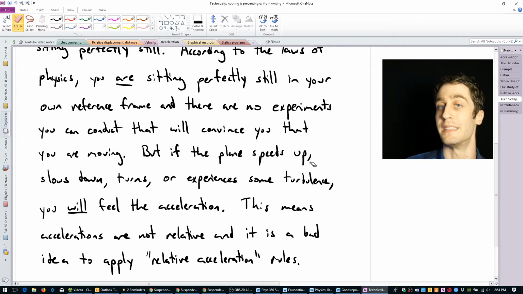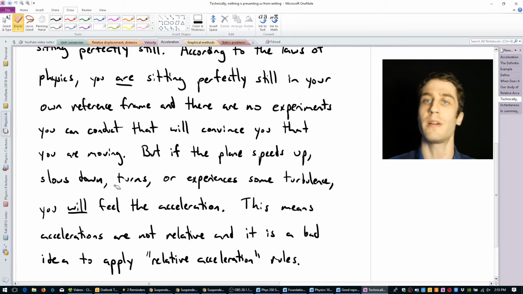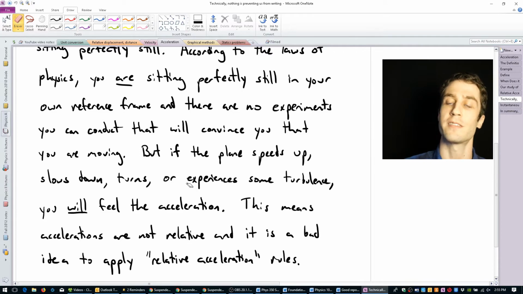So if the plane speeds up or slows down, or turns, or experiences some turbulence, you will feel the acceleration. Think again about what each of those would feel like. So if it speeds up, what happens? You feel it pressing on your back. It has to accelerate you. If it slows down, then you kind of fly forward a little bit. You have to decelerate. If it turns, you begin to sway from side to side. If there's some turbulence, it's jostling you up and down. You will feel those accelerations.